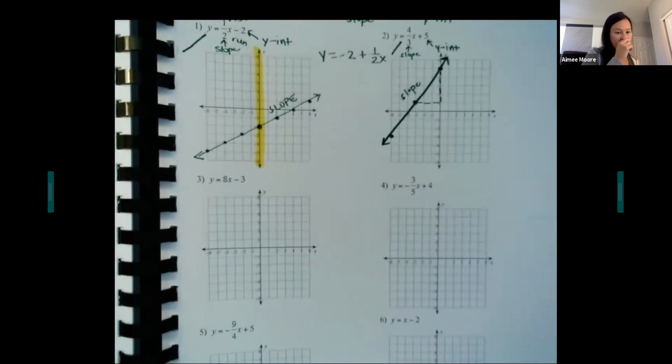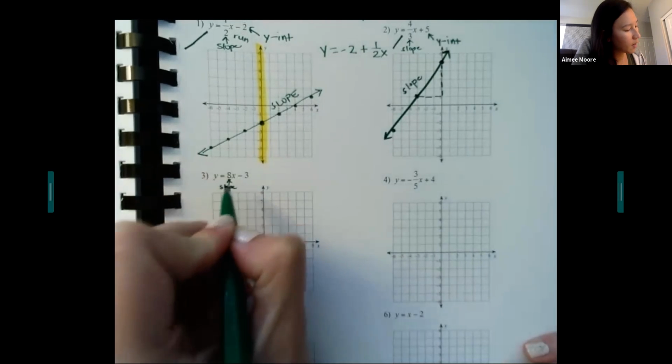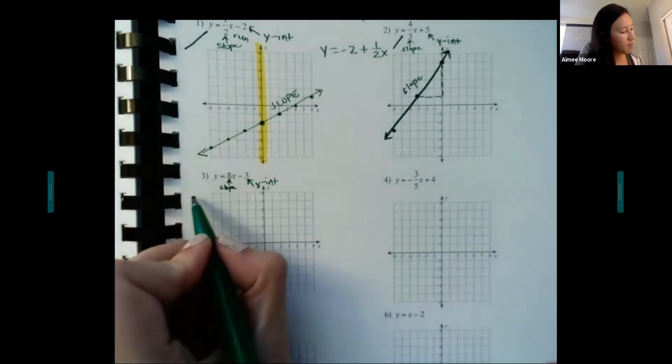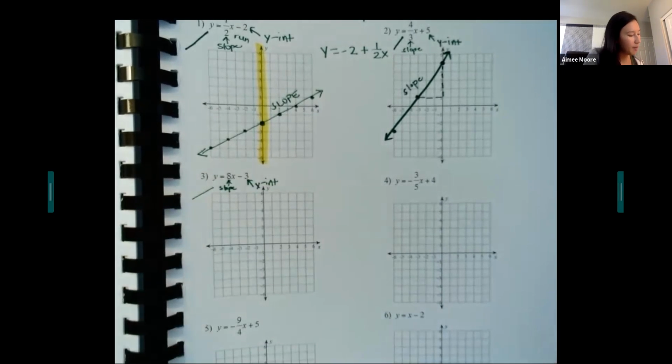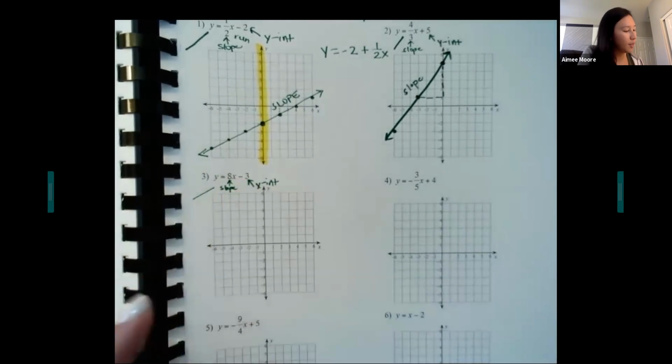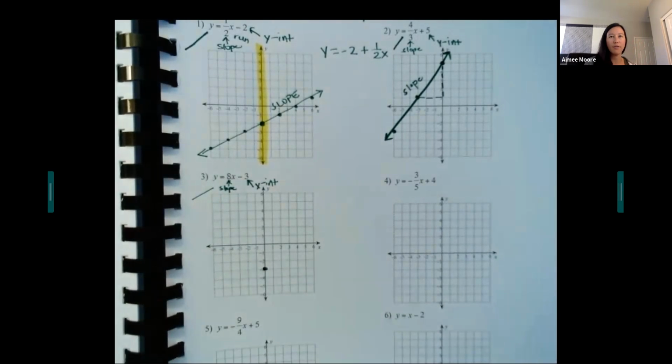Y equals 8x minus 3. So again, 8 is our slope. -3 is our y-intercept. Again, we have a positive slope, so our line's going up. So the y-intercept is -3. So make sure you keep that sign with the 3. So we have to go down to -3. There's our first point.